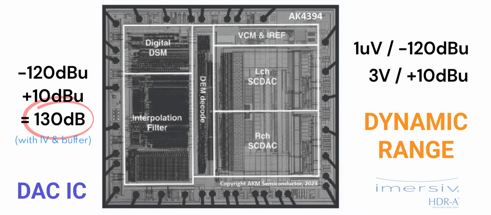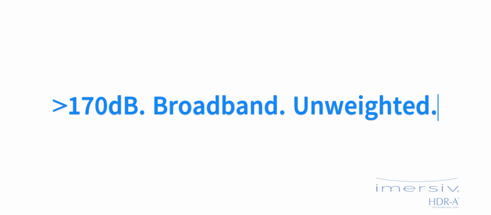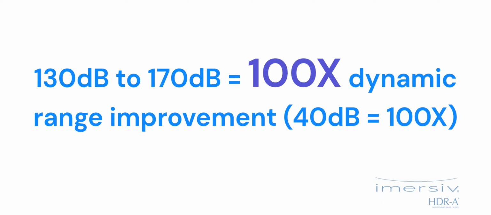This got me thinking about a completely different way to approach D to A conversion. And after years of research and development, we've achieved a breakthrough in DAC dynamic range performance. We've done this with a technology called multipath. Multipath architecture obsoletes today's 130 dB dynamic range limit. The new Imersiv D to A converter achieves a dynamic range of over 170 dB, broadband, unweighted. This is an improvement of 100 times over today's very best DACs.